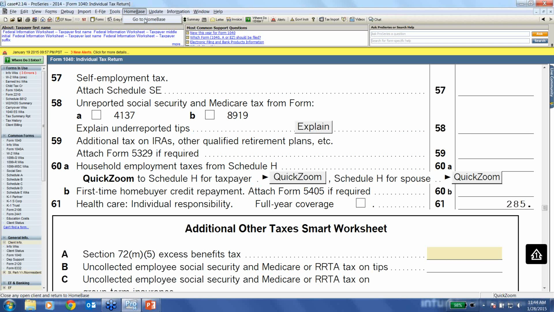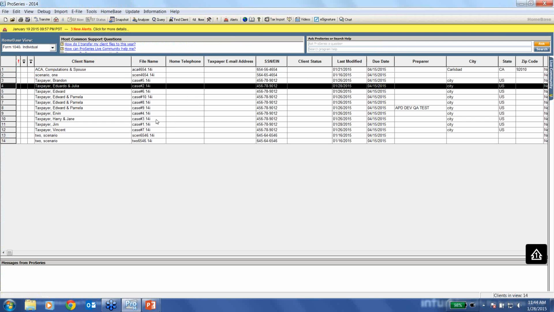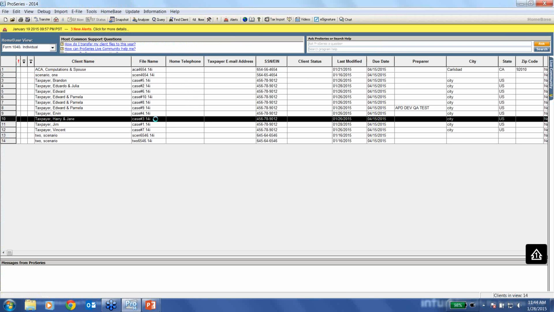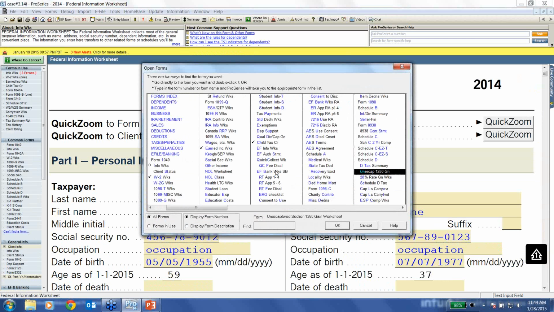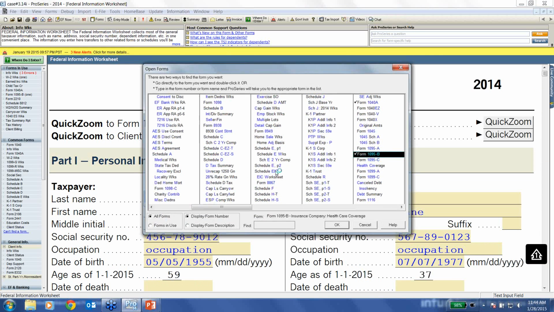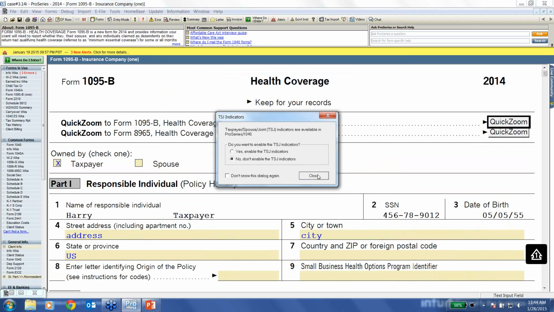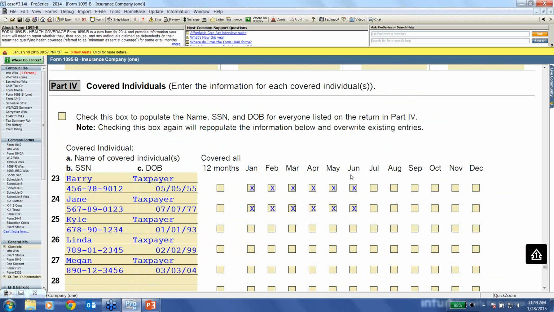Go back to home base here, and we will pull up case number 3. And since there was some coverage in this scenario, I'll point out what those entries look like. We're saying that the household got a 1095-B. What did it have on it? What we said in the example was Harry and Jane each have coverage January through June. So we click those boxes. No other coverage for the other members throughout the year.